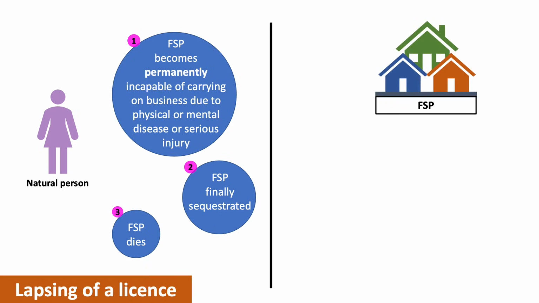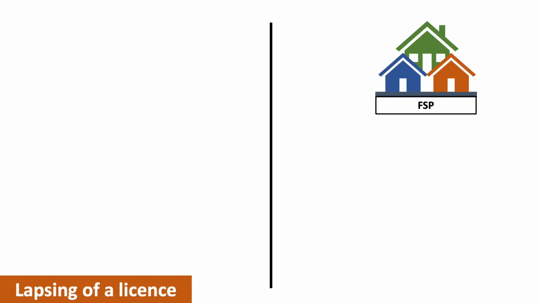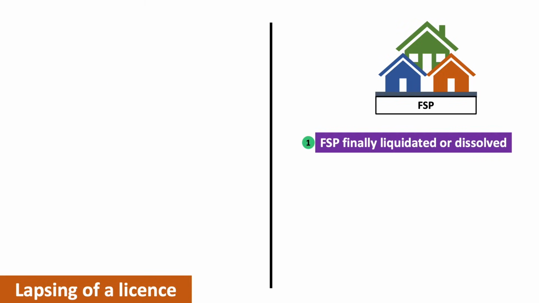In the case of an FSP that is not a natural person, a license will lapse if any of the following happen. 1. An FSP is finally liquidated or dissolved. This is like a sequestration, but happens to a juristic person. It simply means an FSP is no longer able to pay its debts and assets must be sold to recover money. In other words, the FSP is no longer financially sound.